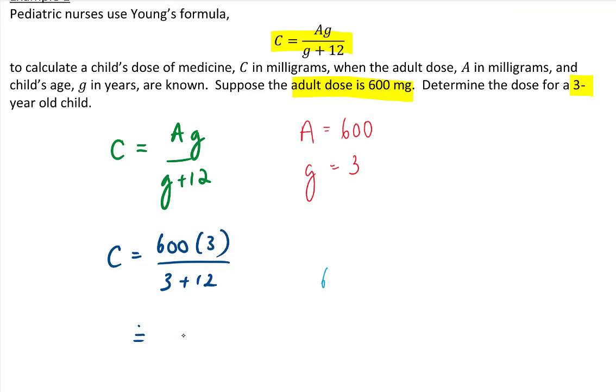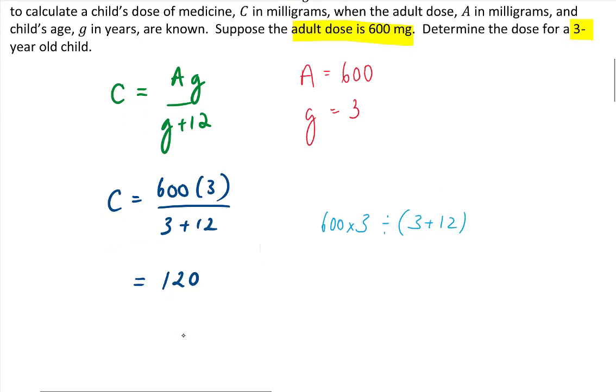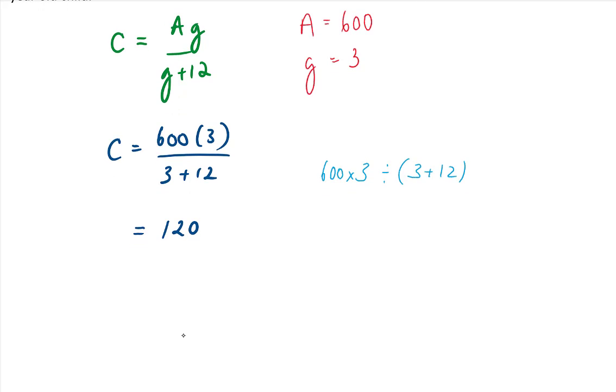So on your calculator, you would type in 600 times 3 divided by, in brackets, 3 plus 12, or just divided by 15. And when you do that, you end up with 120 for your C value. So therefore, the child should have 120 milligrams of the medication.